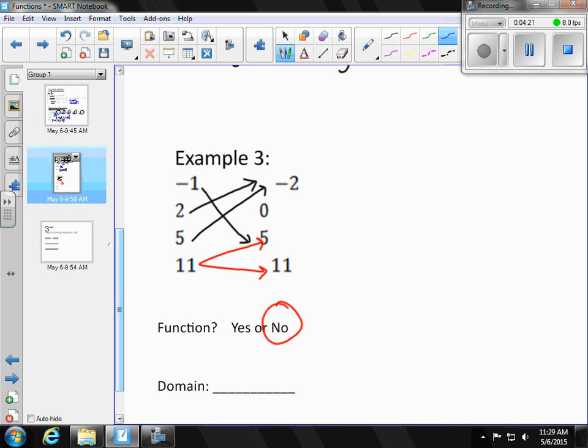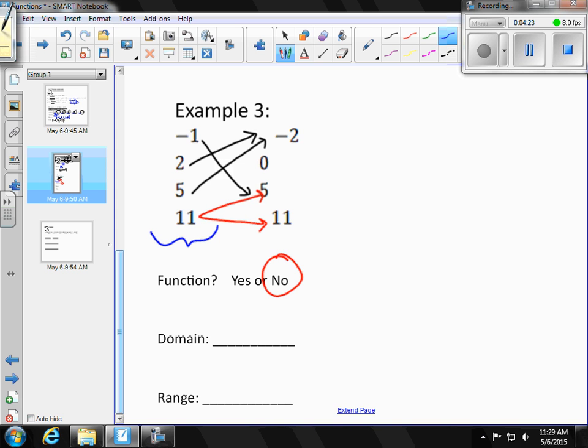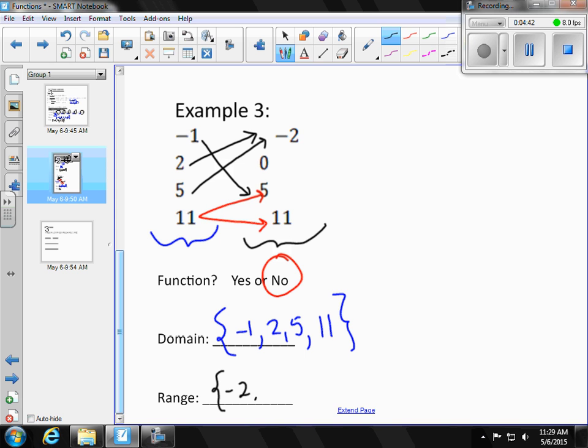We can still talk about our domain and range. Domain, the x values, -1, 2, 5, and 11. And remember, those are in numeric order from left to right. And our range again are the y values. We're going from -2, 0, 5, and 11. We're not using interval notation here because we don't have all the numbers between -2 and 11. We only have those 4 numbers that make up our range.